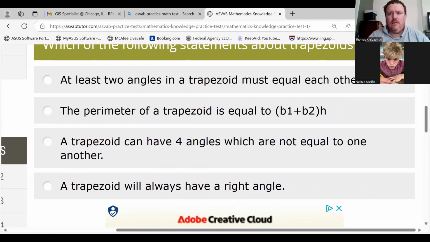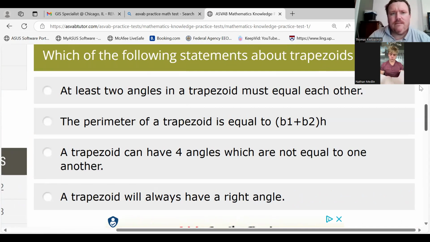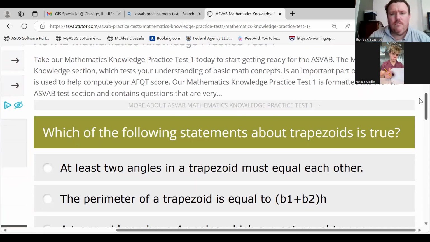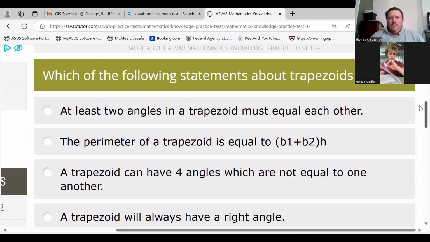So let me look. So right here. How's it doing that? Oh, it's not giving me the answer. All right, so the first question is up there. Which of the following statements about trapezoids is true? Can you see the screen? Yes, sir. Okay, all right. I just wanted to make absolutely sure.